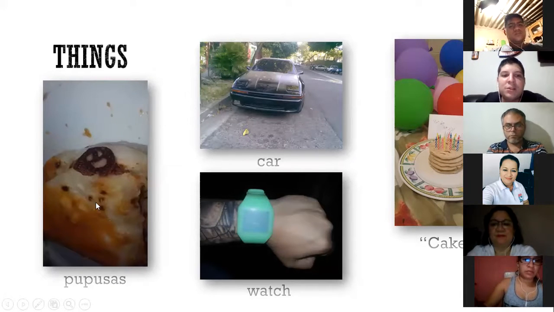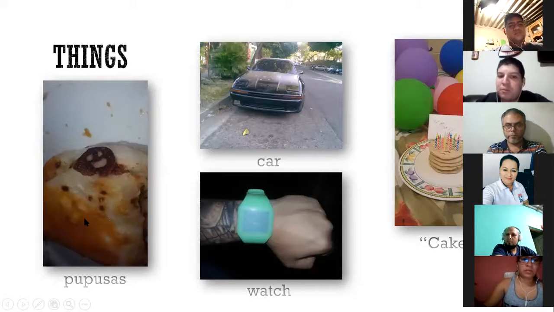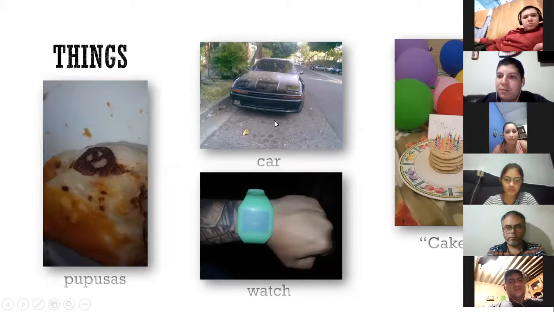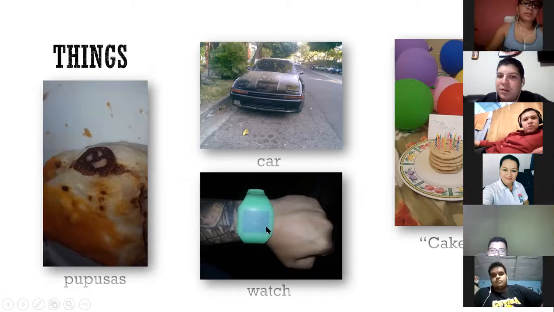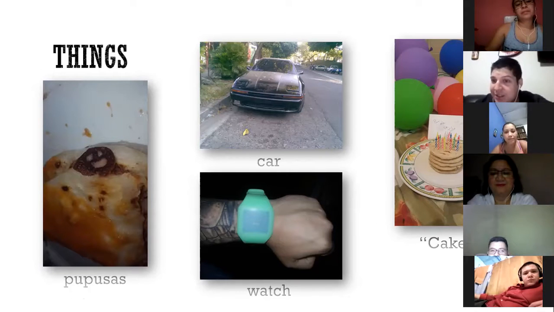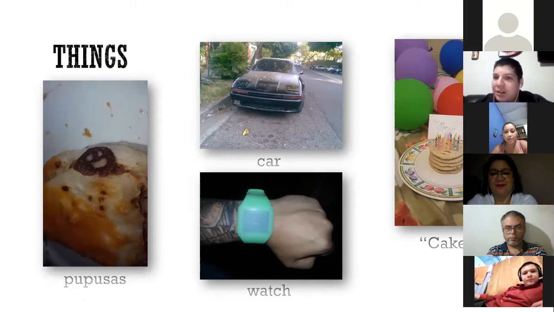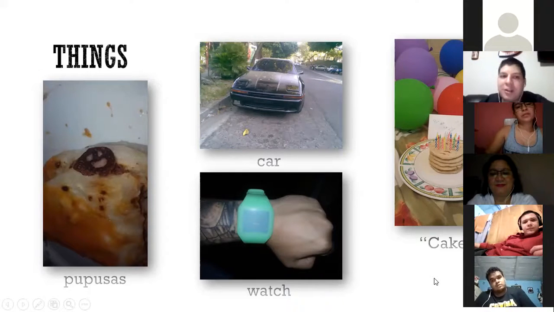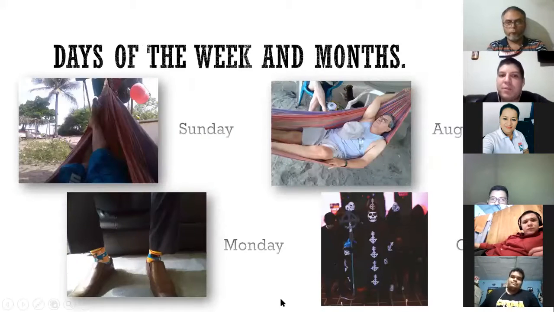All right. So, pupusas, singular or plural? Plural. Car, singular or plural? Singular. Watch? Singular. Watches? Plural. Cake? Singular. That's right.